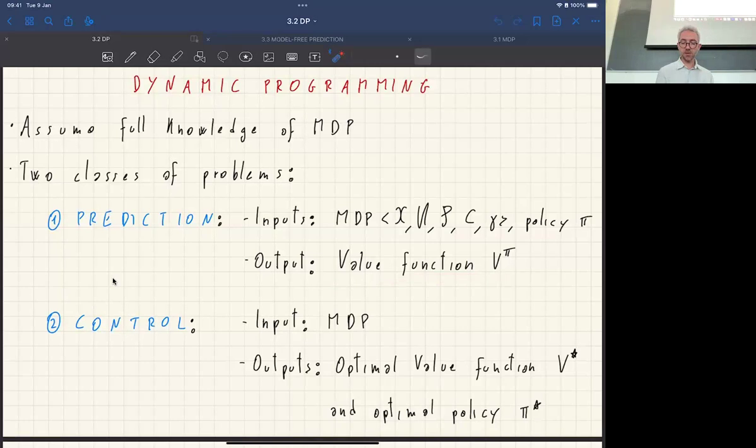Instead, the control problem is the following one. You're given a Markov decision process, and you want to find at the same time the optimal value function and the optimal policy. This is much more difficult. So we're going to start with the prediction problem, and then we're going to move to the control problem.